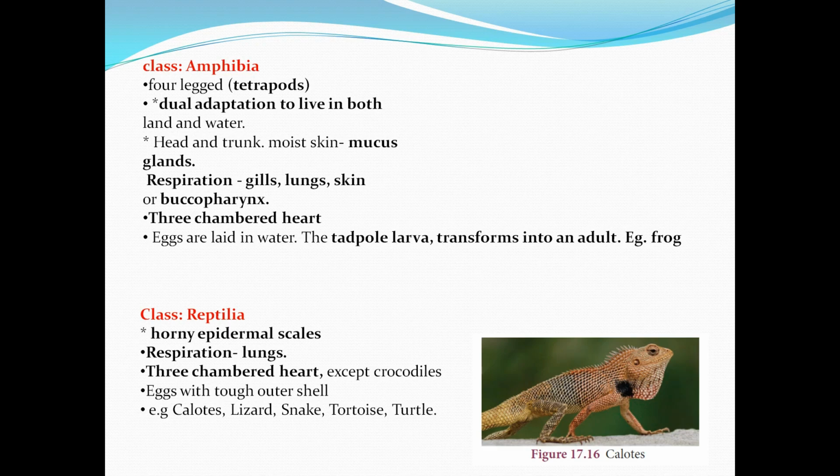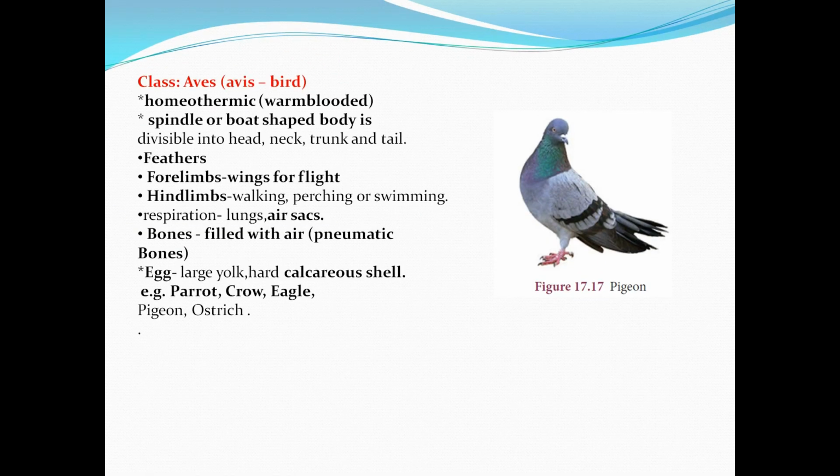Class Reptilia. Here the organism's skin is covered by horny epidermal scales, and they respire through the lungs. All of them will have a three-chambered heart except crocodile, which has a four-chambered heart. And they lay the eggs with a tough outer shell. Example for this group is calotis, lizard, snake, tortoise and turtle. This is calotis.